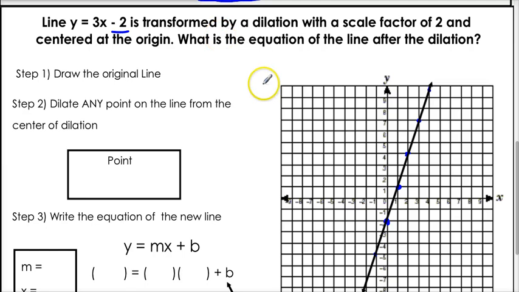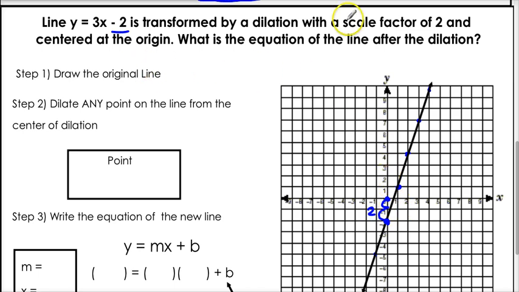Next step, we are going to draw our center of dilation. Once again, it's the origin. And we're going to pick a point on this line to dilate it from. So let's see. I'm going to pick this point right here. Once again, it's close, it's simple. Let's go for it. So I'm going to count how far it is away. It's down 1, 2. From the center of dilation to the line, it's 2.